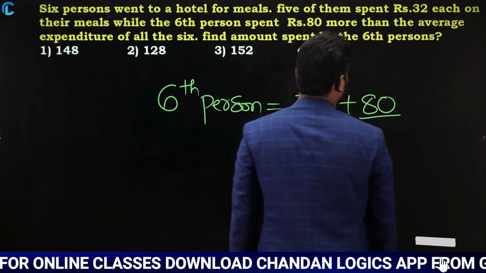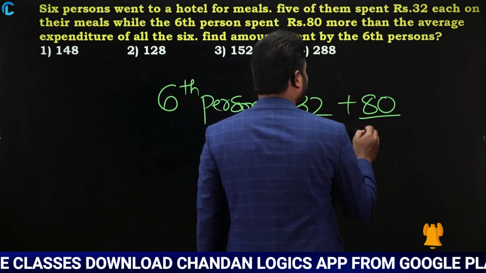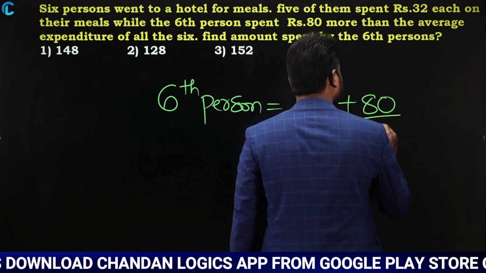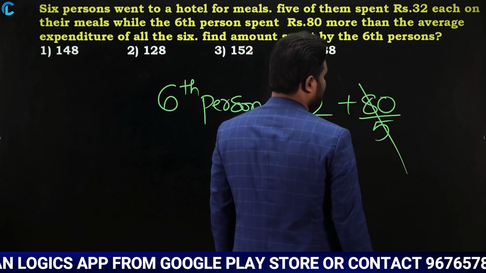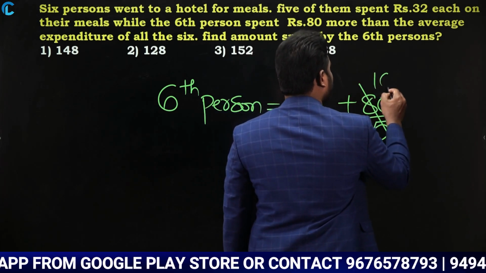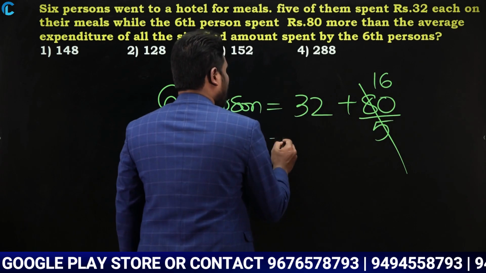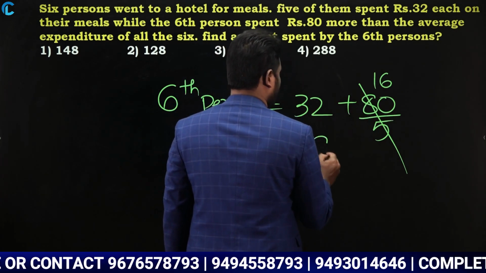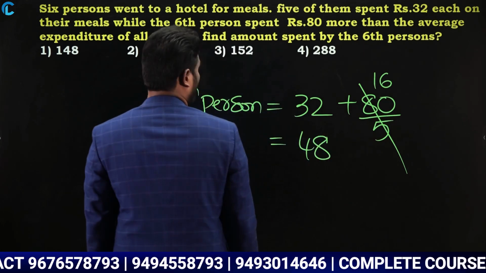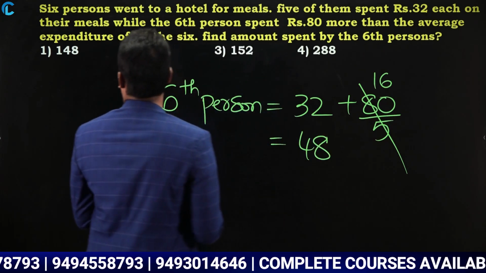If the 6th person has spent 80 more, now this has to be divided among the remaining persons. Remaining persons means remaining 5 persons. Okay? Remaining 5 persons means 80 divided by 5. How many times does 5 go into 80? 16 times. Which means the amount spent by the 6th person is 32 plus 16, which is going to be 48 rupees. Okay? Did we make a calculation wrong anywhere?